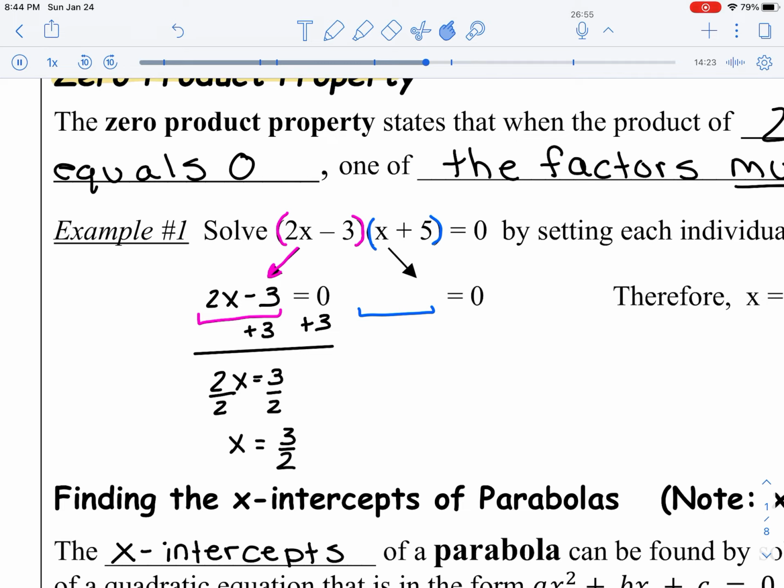But there's also the option that that first factor didn't equal 0 at all, but rather my factor of x plus 5 was equal to 0. So in that instance, I would subtract 5 from the left and the right to solve for x and be left with x equals negative 5.